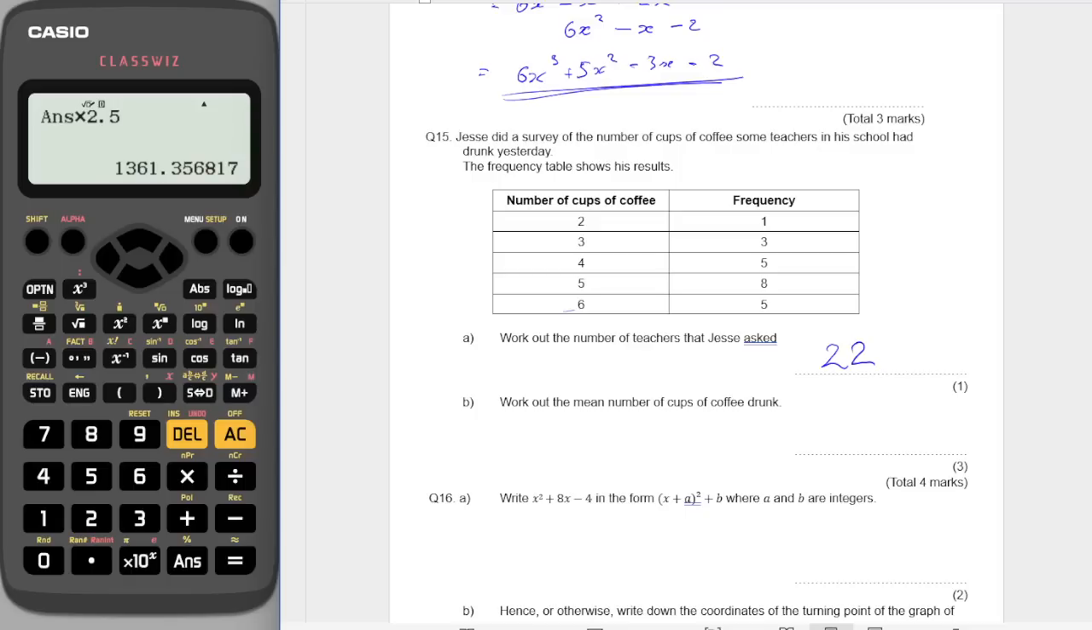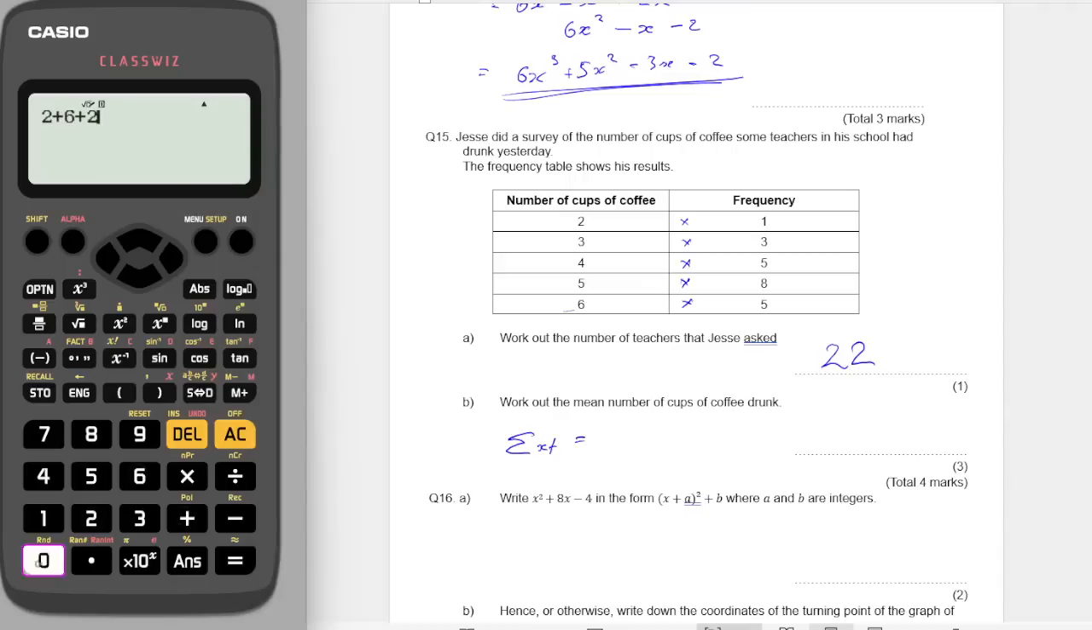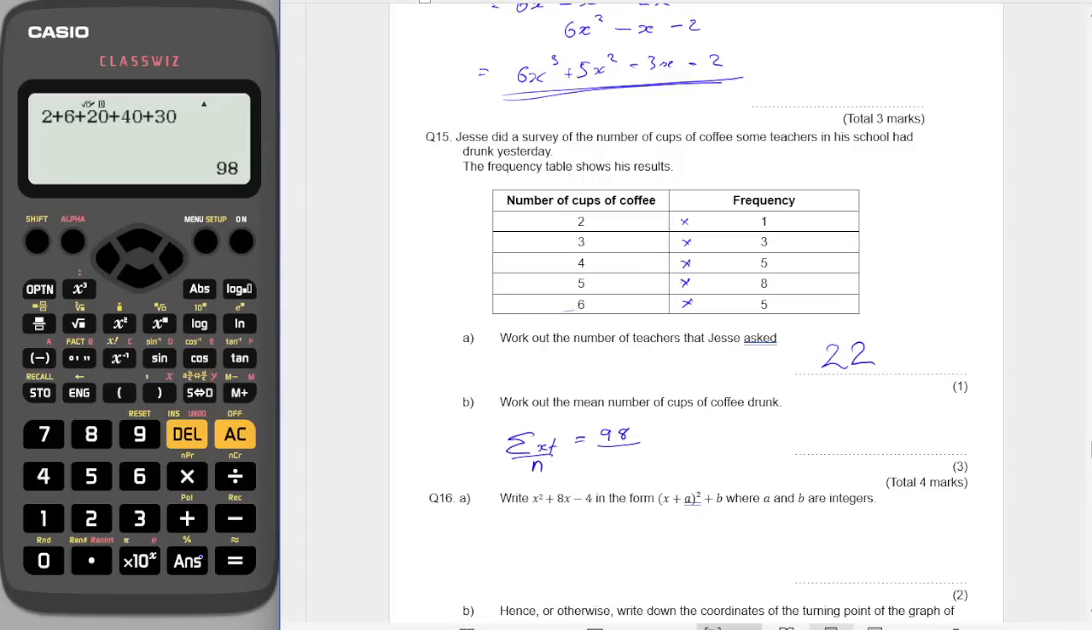Work out the mean number of coffee. So we need to really times these together and then add them up. So I'm going to say that the sum of x times f is going to be equal to, so let's just do this on the calculator. So 2 times 1 is 2, plus 2 times 3 is 6, plus 4 times 5 is 20, plus 5 times 8 is 40, plus 6 times 5 is 30. Nothing wrong with having done them separately. So 980. So the mean is going to be divided by the number that we're asked.